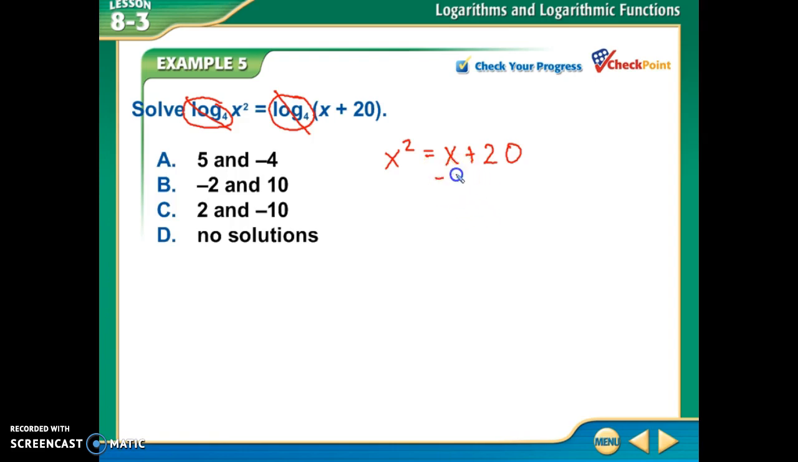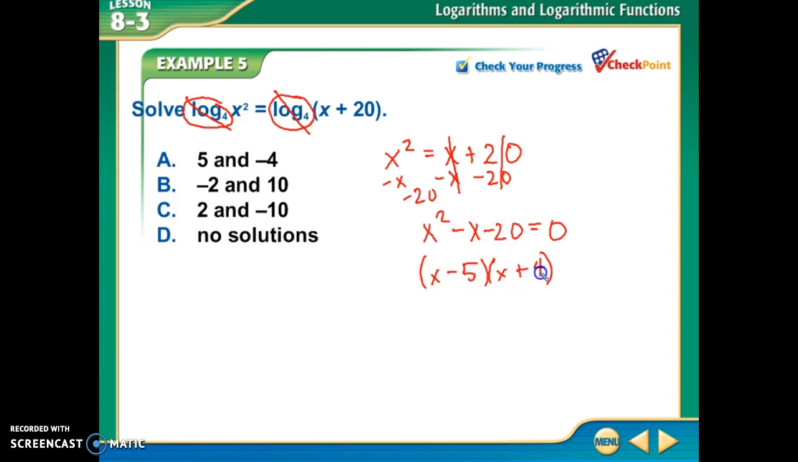And we have to set it equal to 0. So I'm going to move the x and the 20 over. So we get x squared minus x minus 20 equals 0. This is a plain Jane trinomial because my a is 1. So I want to go straight to my parentheses and find numbers that multiply to negative 20 but add to negative 1. So that's going to be negative 5 and positive 4.